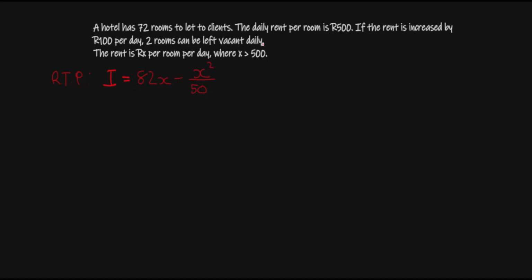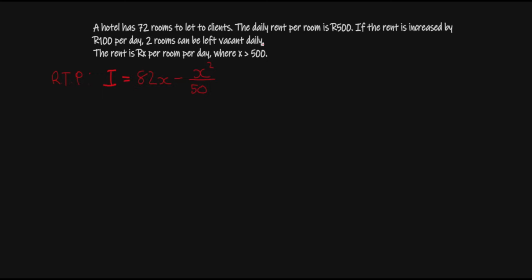So here's a question taken from the Gauteng 2022 Prelim, and it's an optimization question that was quite tricky. It stumped a lot of people, mainly because of the poor wording, but essentially this is how you were meant to do it. A hotel has 72 rooms to let to clients, and the daily rent per room is 500 Rand. If the rent is increased by 100 Rand per day, 2 rooms can be left vacant. The problem there was the "if."